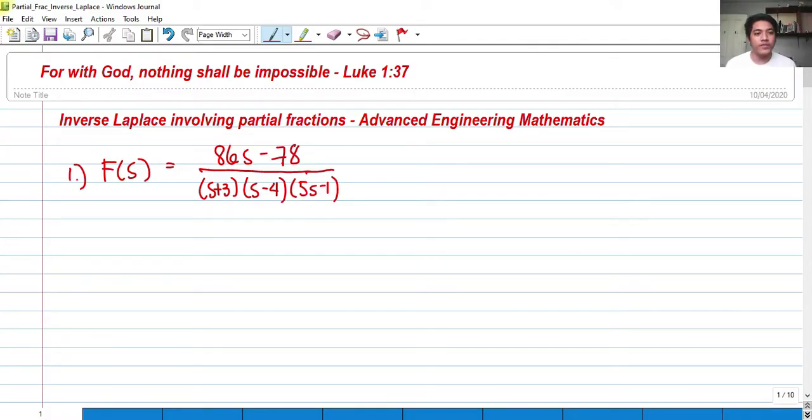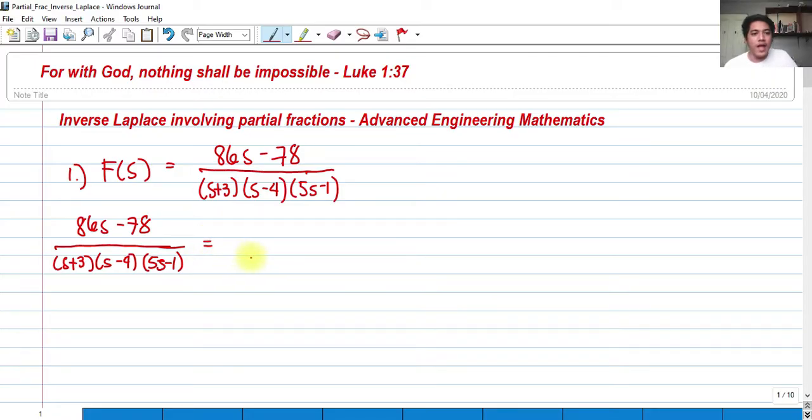So how do we solve the inverse Laplace of this F of s is equal to (86s minus 78) all over quantity s plus 3, multiplied by quantity s minus 4, multiplied by quantity 5s minus 1. As you can see, if we recall our knowledge, this 86s minus 78 over s plus 3, s minus 4, then 5s minus 1 has distinct factors, distinct values of s.